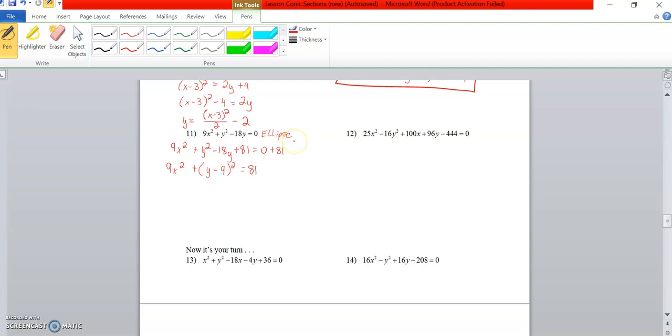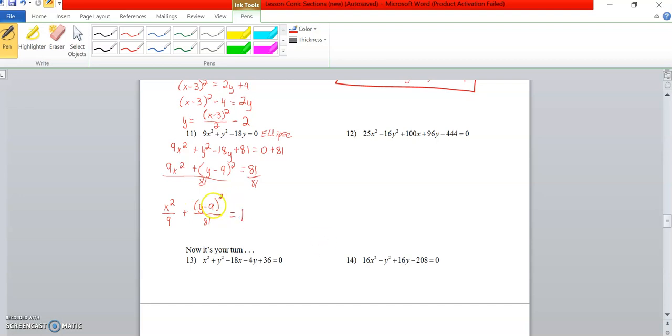We know it's an ellipse, and if you look back at the standard form for an ellipse, this can't equal 81. It has to equal 1. So what we need to do is divide both sides by 81. So we get x squared over 9, right? So 9 over 81 plus y minus 9 over 81, sorry, squared, equals 1.